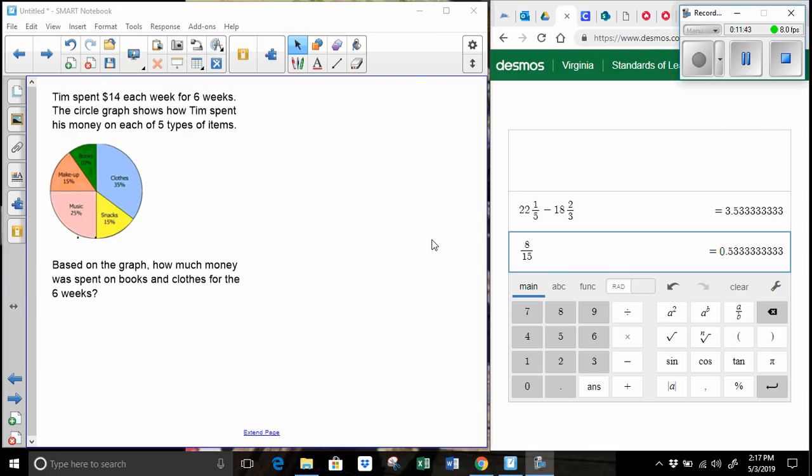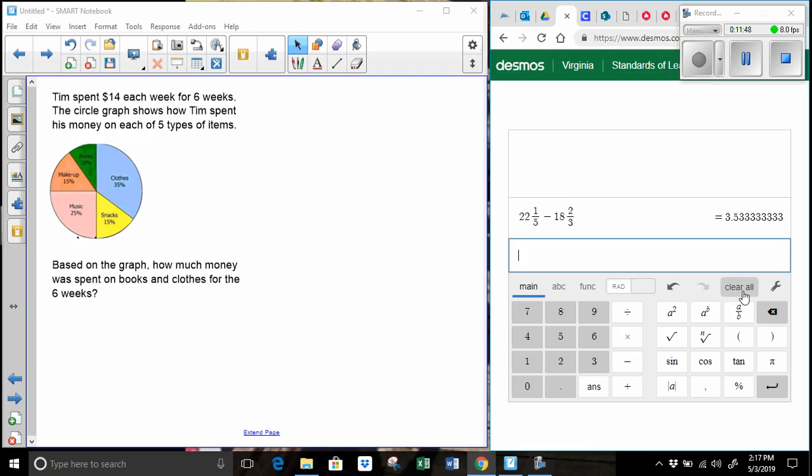Okay, moving on to our next question. If you notice over here, I've still got some work done. I'm going to go ahead and click clear so that clears everything out for me. So now let's take a look at this multi-step problem.